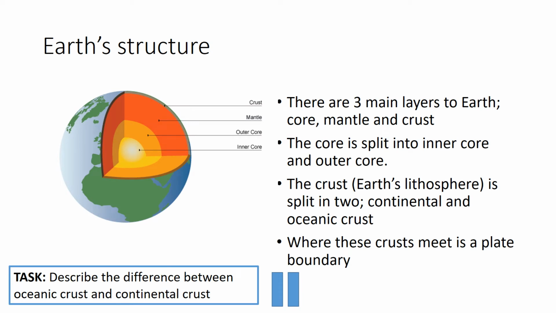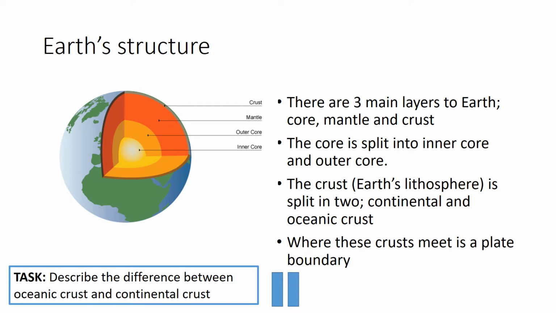The Earth is made up of 3 quite distinctive layers. So right in the middle of Earth is the core, which is split into the inner core and the outer core. The inner core is solid and the outer core is liquid, but both are made from metal.